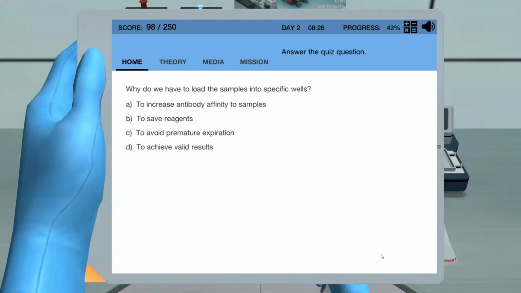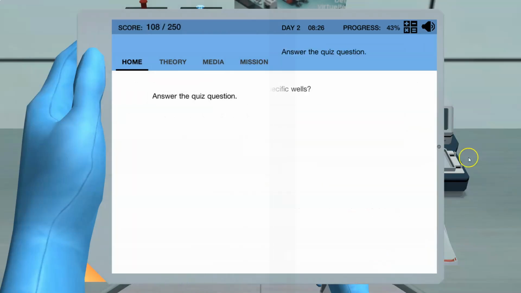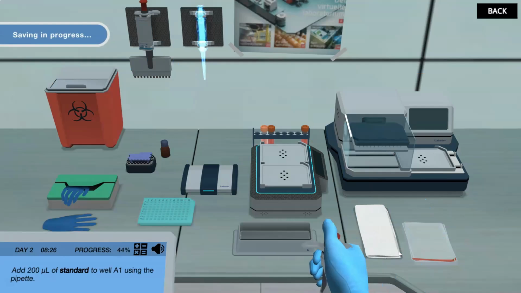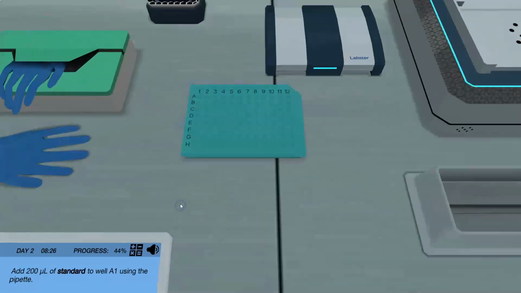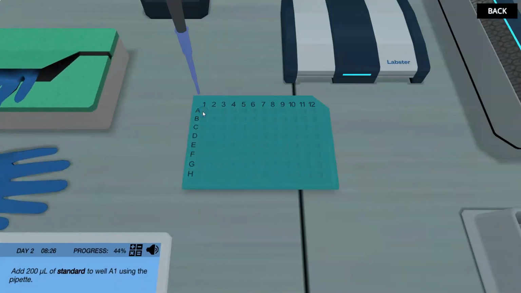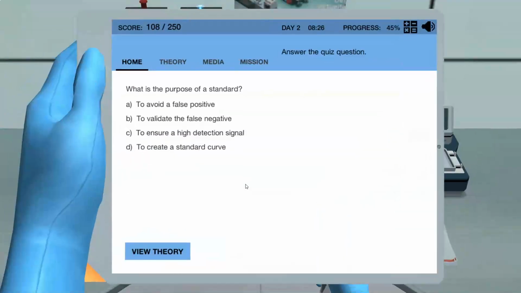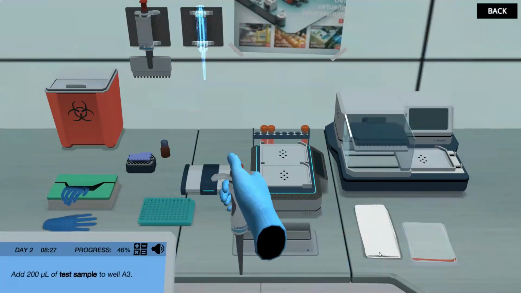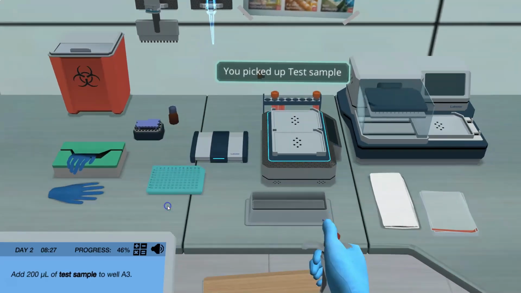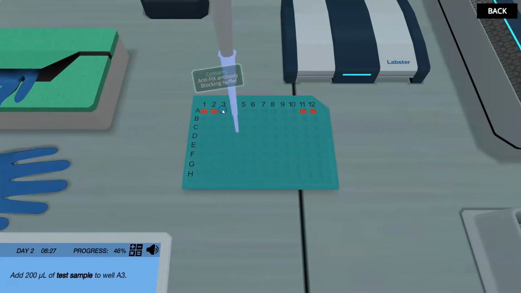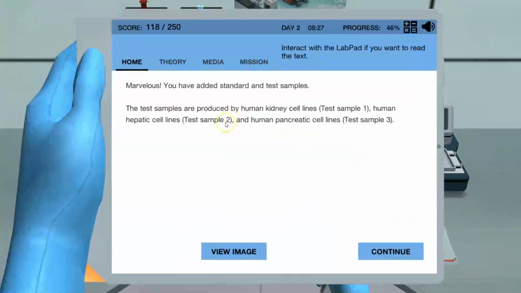Why do we have to load the samples into specific wells? Add 200 microliters of standard to well A1 using the pipette. What is the purpose of a standard? Add 200 microliters of test sample to well A3. Marvelous! You have added standard and test samples.